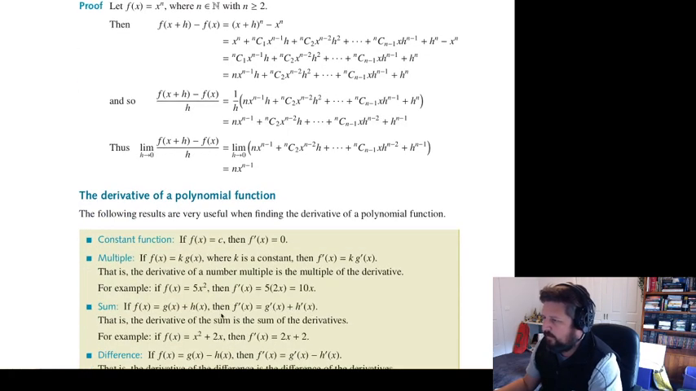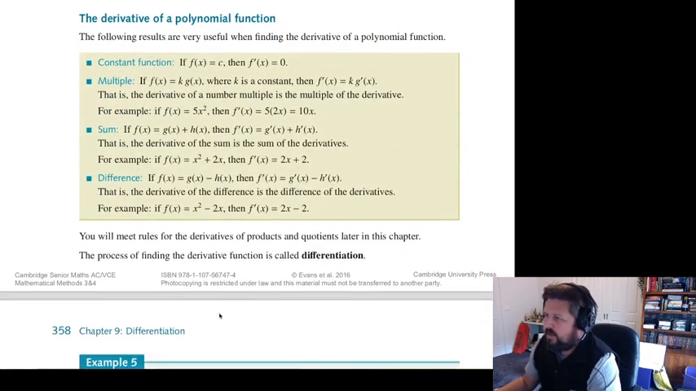Alrighty, there are some things that you need to know about the derivative of a polynomial function. Some things pop up if you are to get the derivative of a constant function, such as f(x) equals c, a constant number. Then the derivative f'(x) is equal to 0. Everyone should be fairly happy with that.